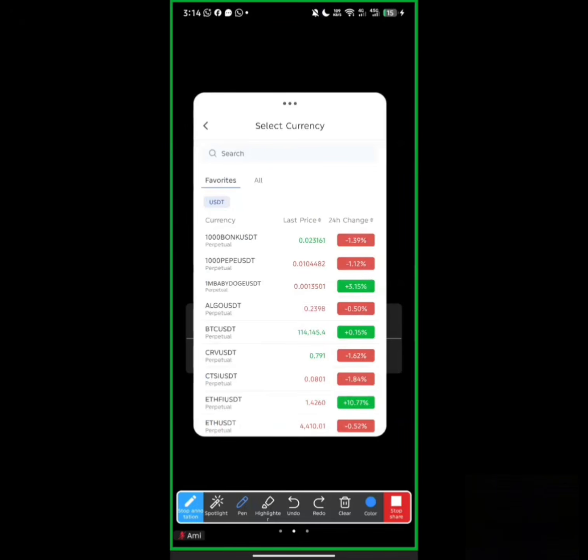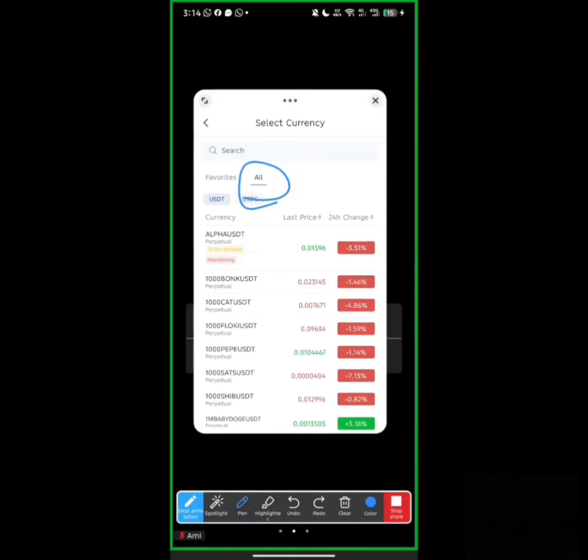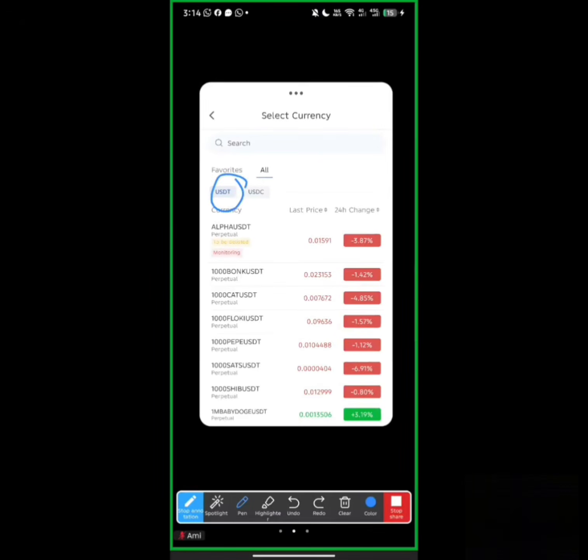You have to click on all, like this. Now I'm going to click on all, and it is showing all the coins in the futures market. We are trading with USDT. That's the base currency that we are trading with, not USDC. So I'm going to stay on the USDT.